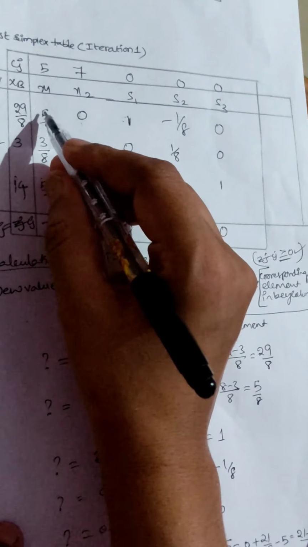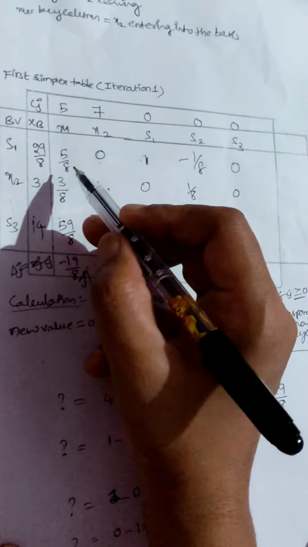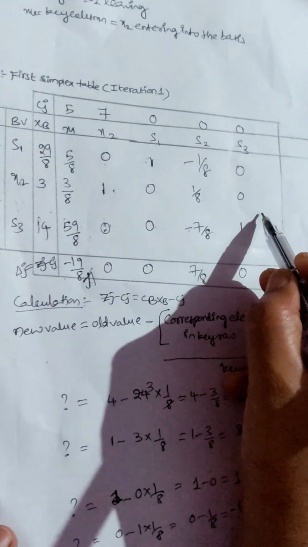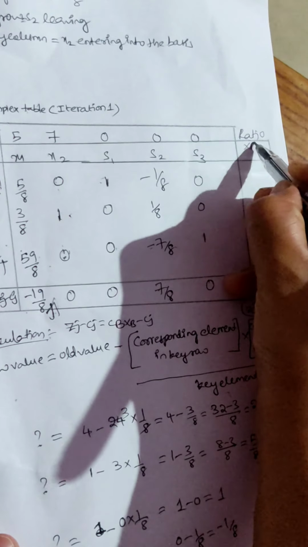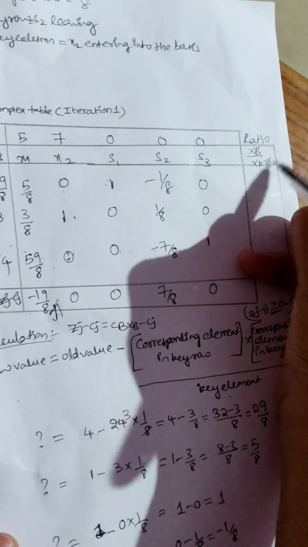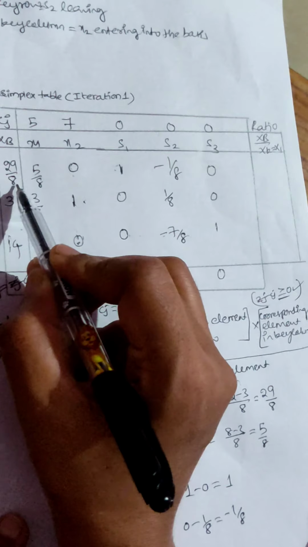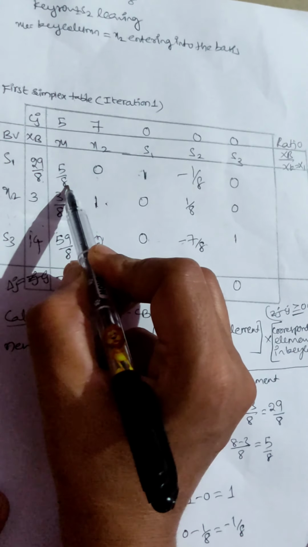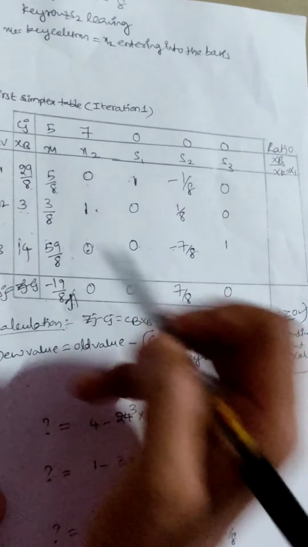Key column is x1. That means x1 is entering into the next table and we have to search for the leaving variable. For the leaving variable we have to find the ratio, that is xb by xk. Xk means the key column values, here it is x1. Now divide this xb by xk: 29 by 8 divided by 5 by 8. Next 3 divided by 3 by 8, 14 divided by 59 by 8.